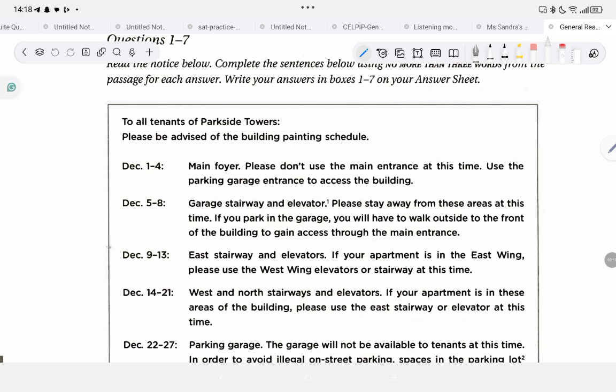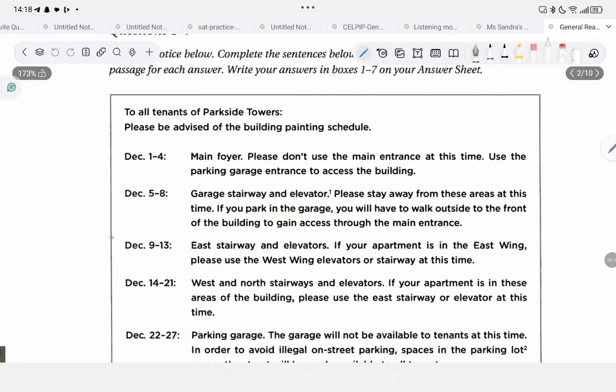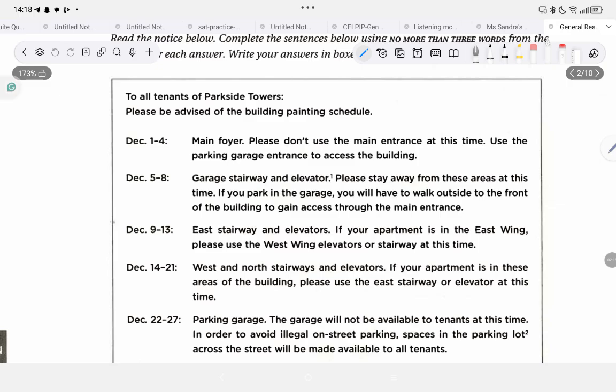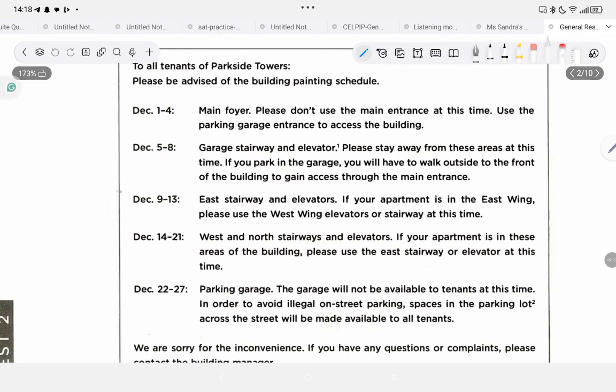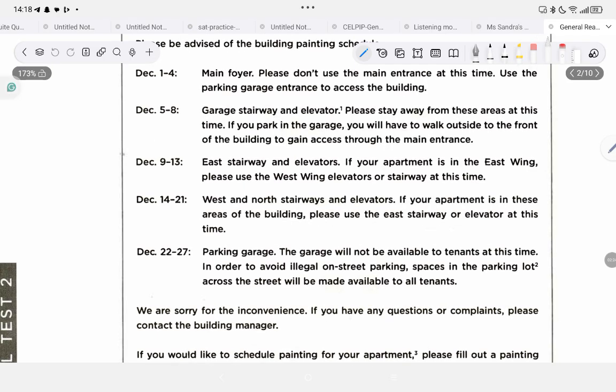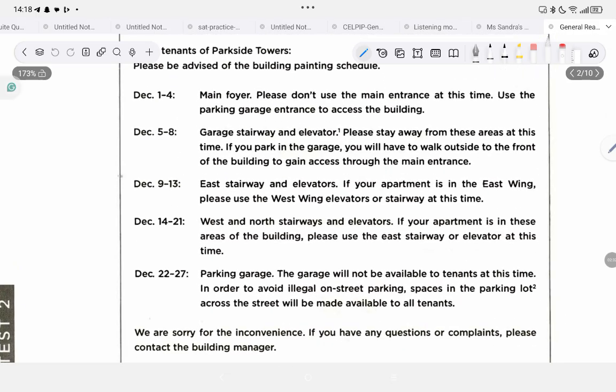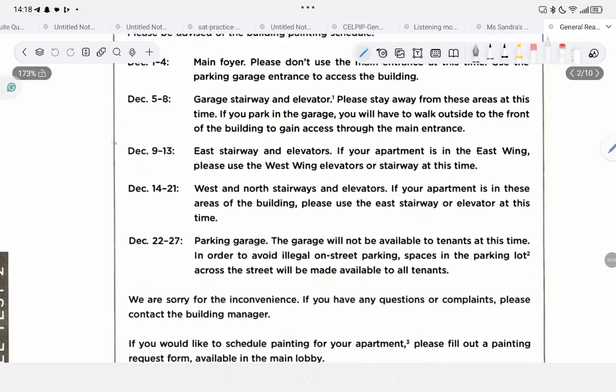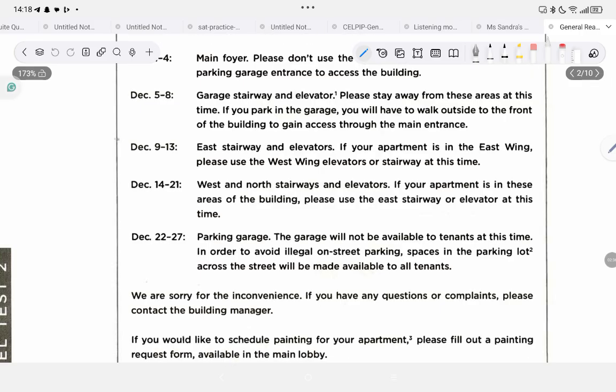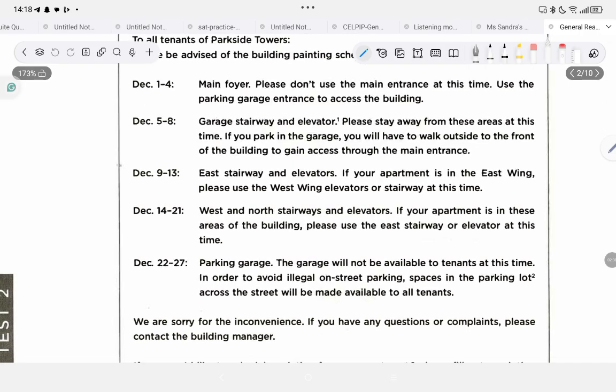Now, December 1 to 4, the main foyer will be painted. From December 5 to 8, the garage stairway and elevator will be painted. From December 9 to 13, the east stairway and elevators will be painted. 14-21, west and north stairways and elevators. December 22nd to 27, the parking garage will be painted. So the reason you're skimming is so that when you see a question about the east stairway or the parking garage, you know where to find the answer.